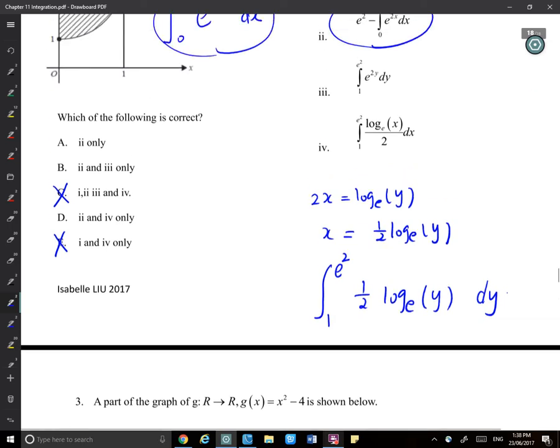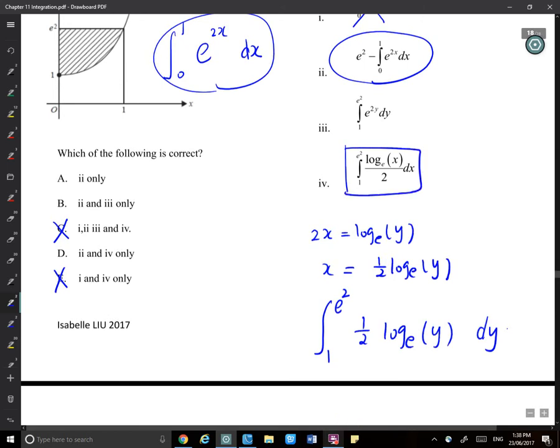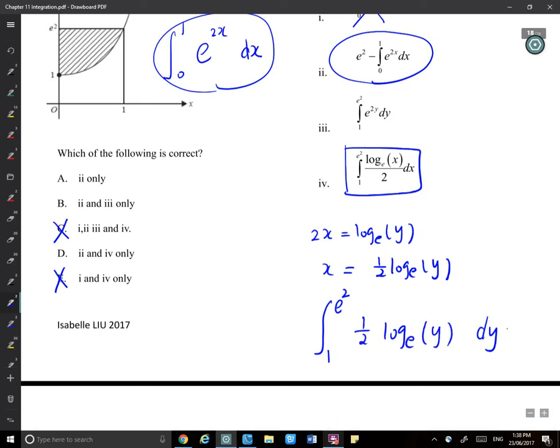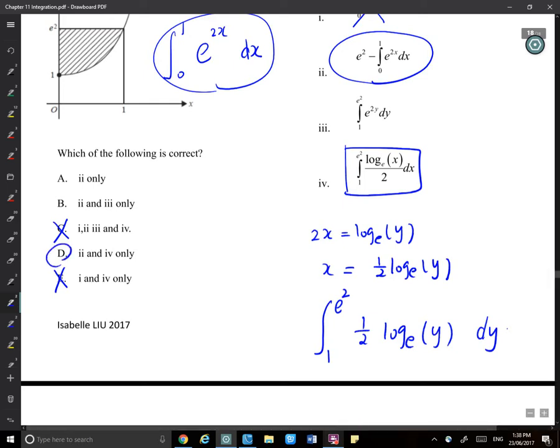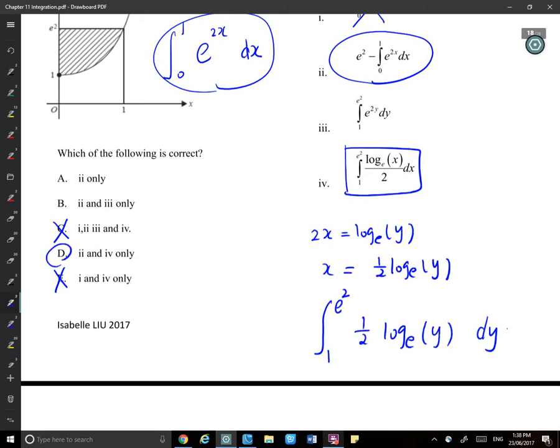So this answer will be correct as well. Even though it says dy and they have dx, it doesn't matter. If you change your variable dx to dy, it's the same. You have the same results. They're exactly the same. I can even say that's dA. So this will be correct as well. Then this answer D is correct.